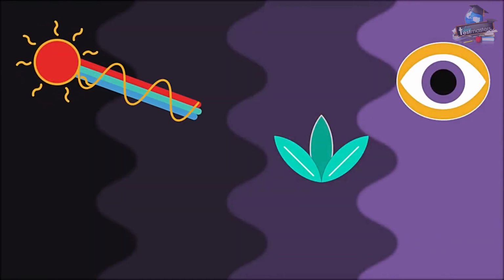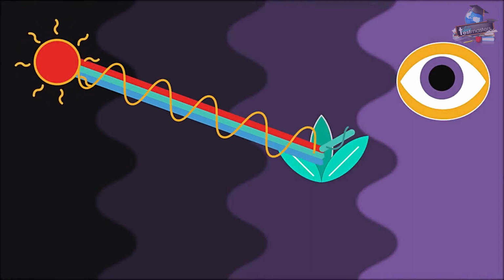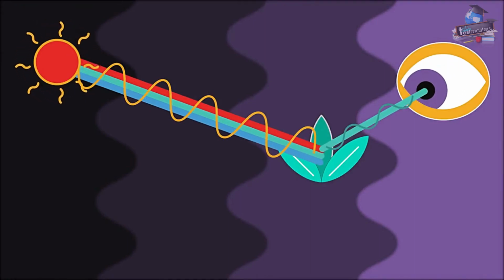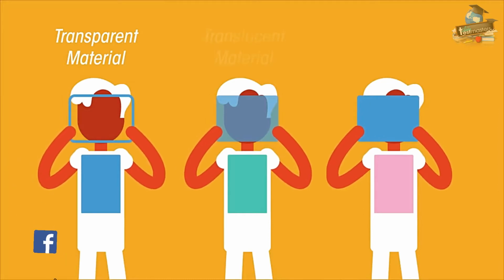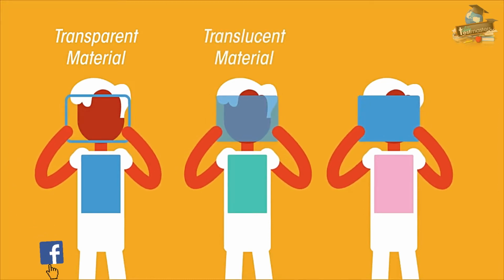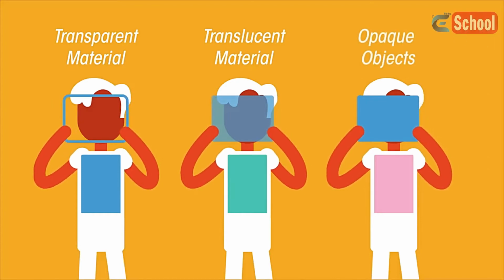It's important to remember that light travels in straight lines. Transparent materials allow light to pass through them. Translucent materials allow some light through, but not all. And opaque objects don't let any light pass through them, and so they cause shadows.